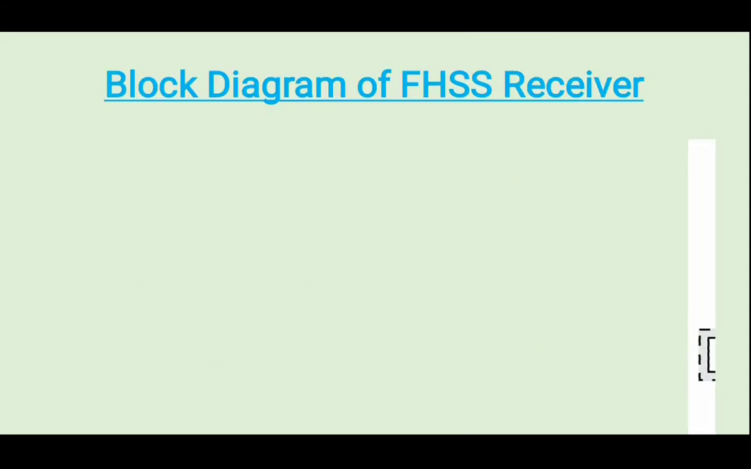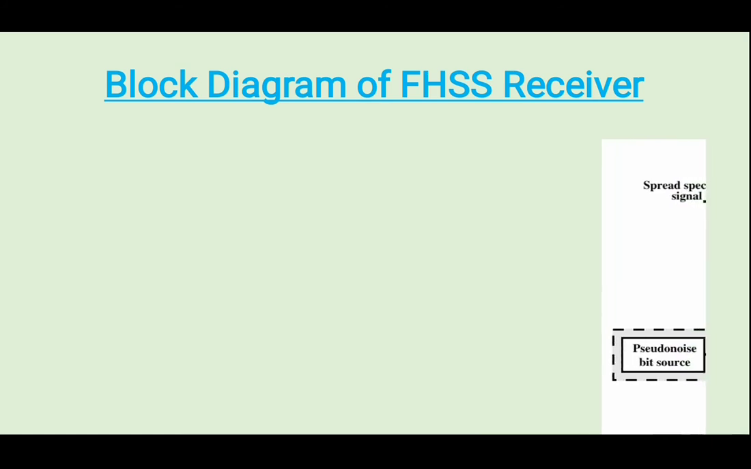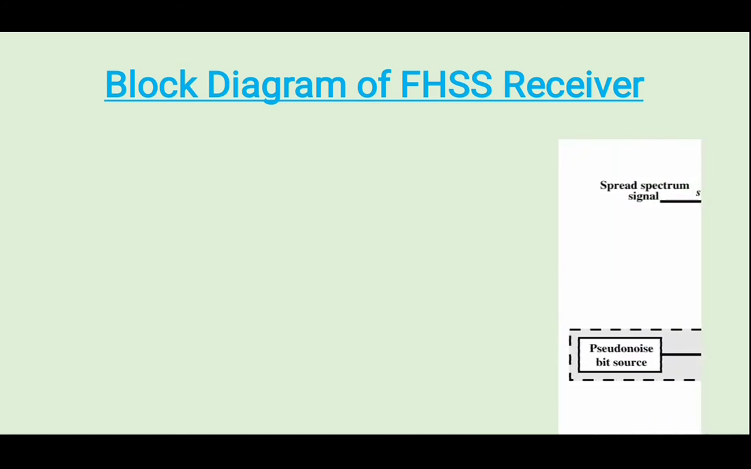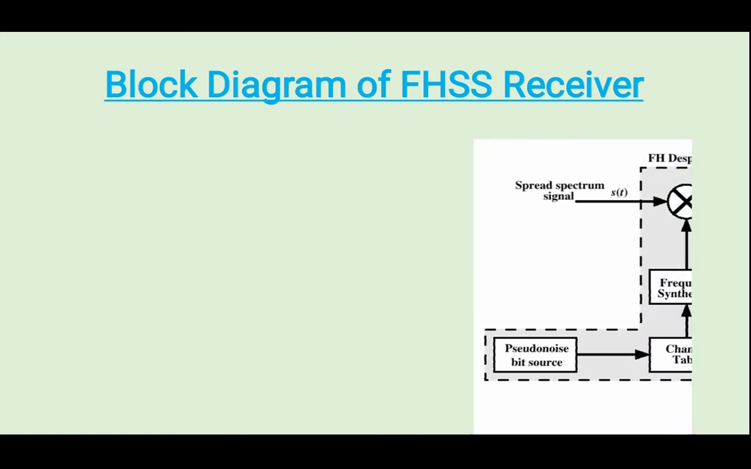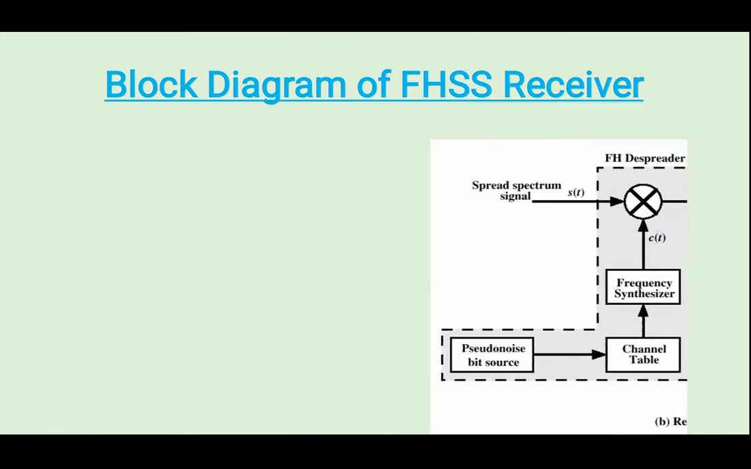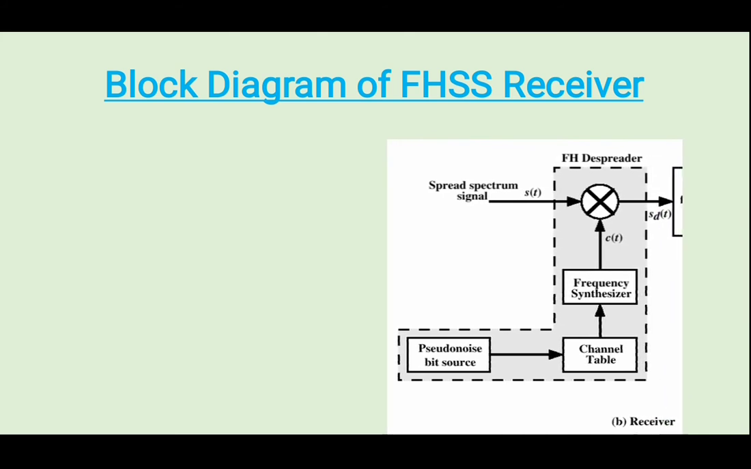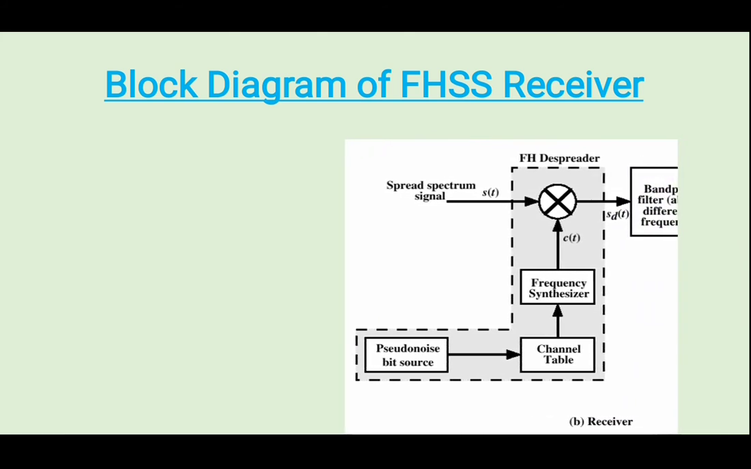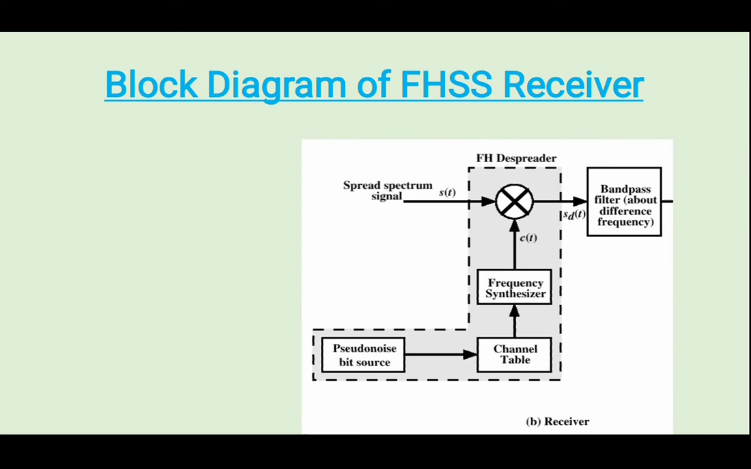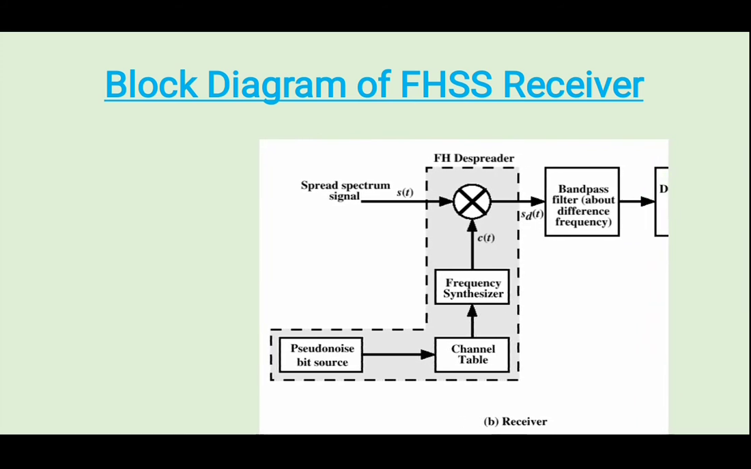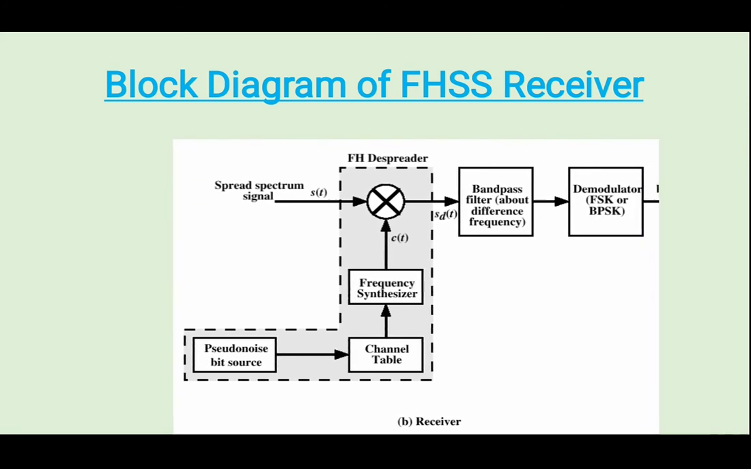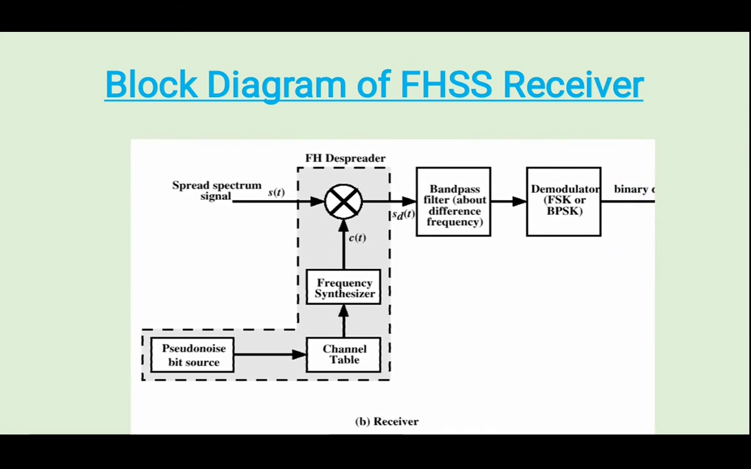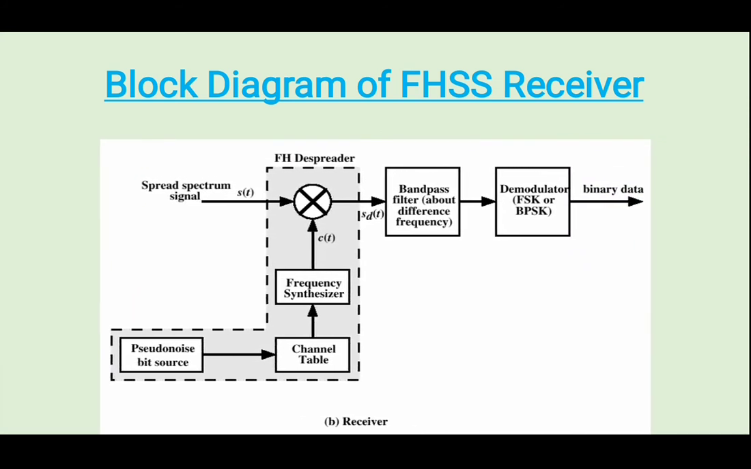Diagram of the FHSS receiver. The spread signal is received and given to the despreader, that is the demodulator, which has a frequency synthesizer, a channel table, and most importantly the pseudo-random noise source, the same as that of your transmitter. The bandpass filter is applied, and the FSK or BPSK demodulator is used, and we get the regenerated binary data.